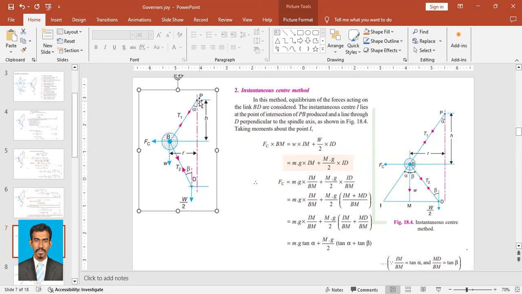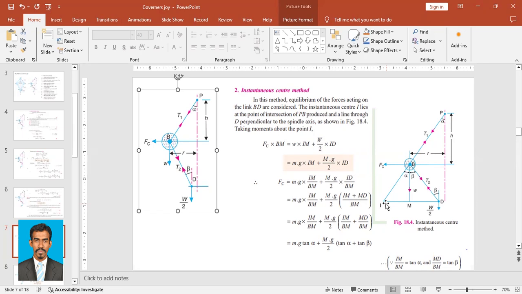How do we obtain this? By extending this line PB and extending the line through D, and they will meet at a point eventually, and that point is considered as the instantaneous center. It lies at the point of intersection of PB produced and a line through D perpendicular to the spindle axis, as shown in this figure, right? So now this is the instantaneous center.